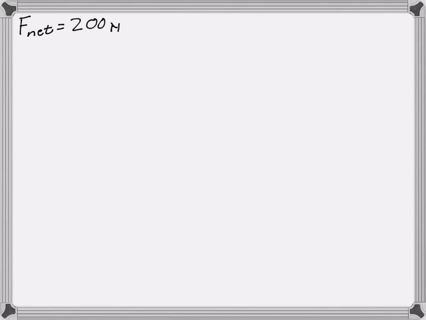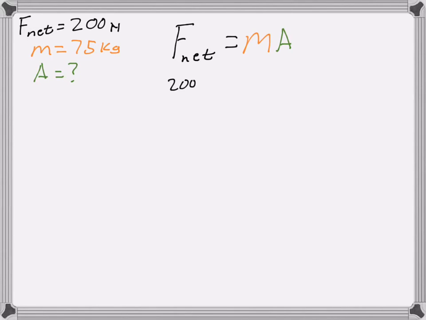We know that the net force of that box was 200 newtons. Let's say that the mass of the box was 75 kilograms, okay? So what would the acceleration be? How fast would it be speeding up? Well, let's go to our equation, force of net. That's all this little net down below means, net force, is equal to mass times acceleration.